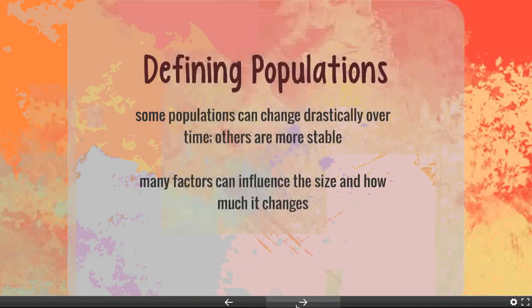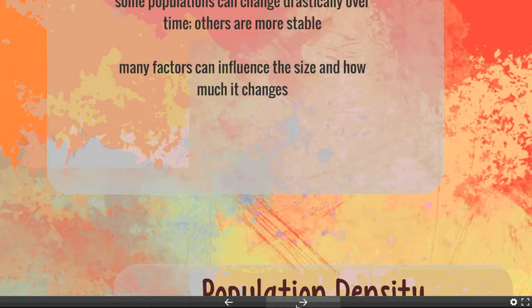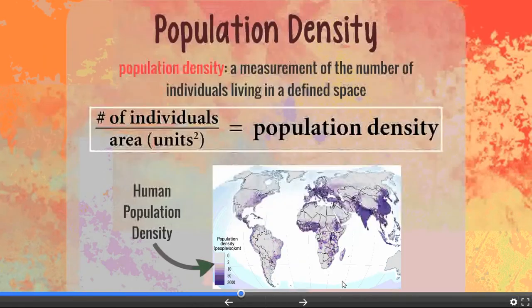All right, so let's talk about population. So some populations can change drastically over time, others are more stable, and there's lots of different factors that can affect the size of a population. So there's population density. So this is how we determine the number of living organisms within a defined space. Okay, so it's a measurement of the number of individuals living in a defined space. So we can calculate this by number of individuals divided by an area or some area of units.